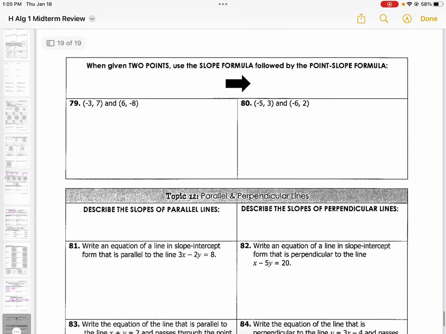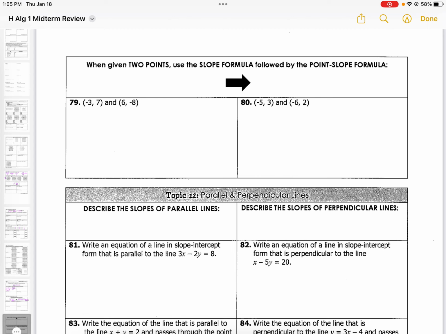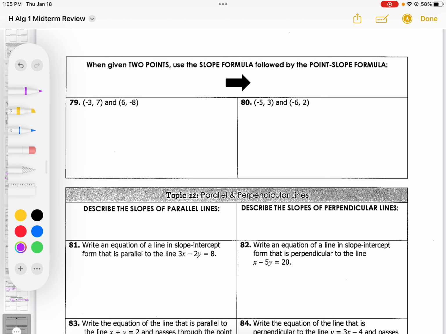And then the last page of questions, when given 2 points, use the slope formula followed by point slope formula. Again, this is kind of like the same exact thing as the previous page, but the slope formula is y2 minus y1 over x2 minus x1, which is good practice, helping you remember these formulas. Even though they will be on the formula sheet for the midterm, it is helpful to have them memorized. And then here is our point slope formula again. Same type of thing for these two. You're going to be doing the same process.